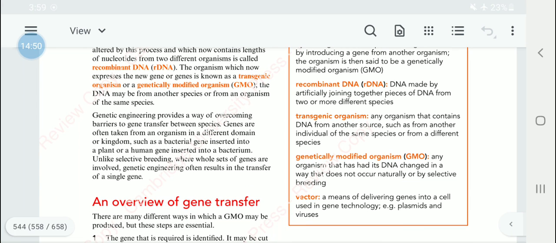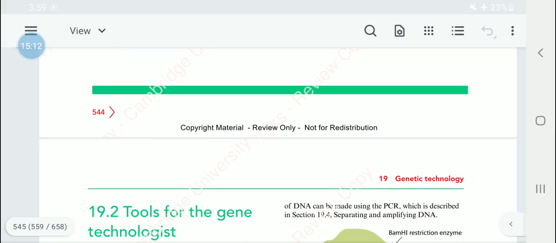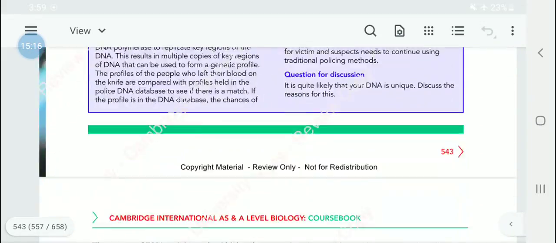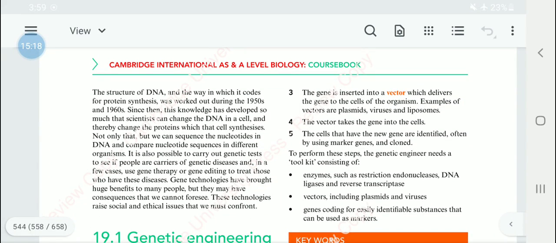So GMO is any organism that has its DNA changed in a way that does not occur naturally. The vector is a way of delivering genes into a cell. Used in gene technology, we use plasmids and viruses to carry out this process. I hope you understood. Let's write down a note, and after that, let's go to the next lesson.